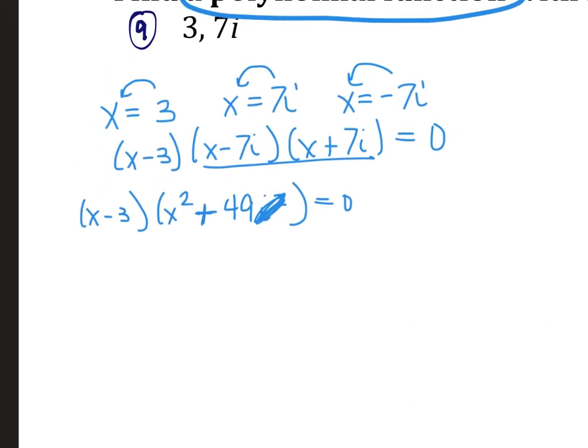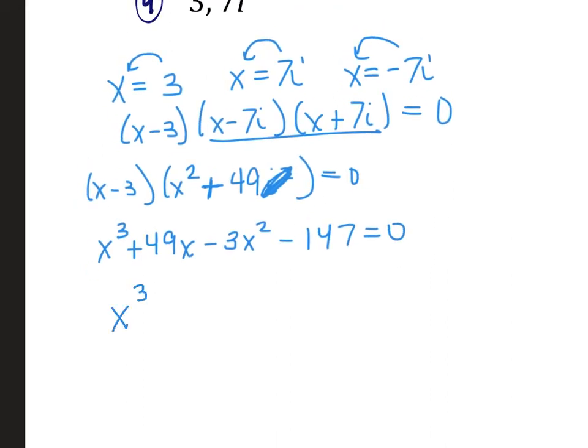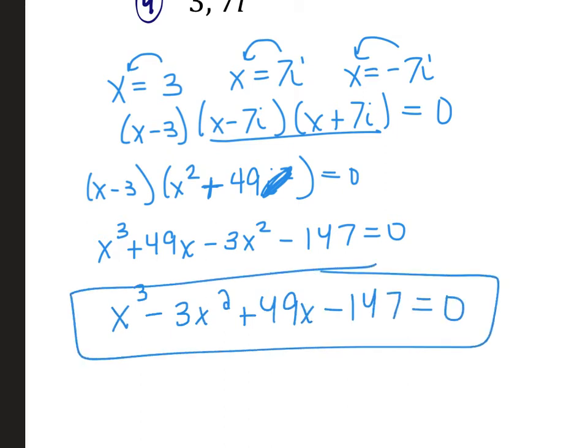We're going to FOIL again. X times x is x cubed. X times 49 is plus 49x. Negative 3 times x is negative 3x squared. And negative 3 times 49 is a negative 147. And then we're just going to rewrite this in standard form. So x cubed minus 3x squared plus 49x minus 147 equals 0. Make sure you have equals 0 because you're writing the resulting polynomial.